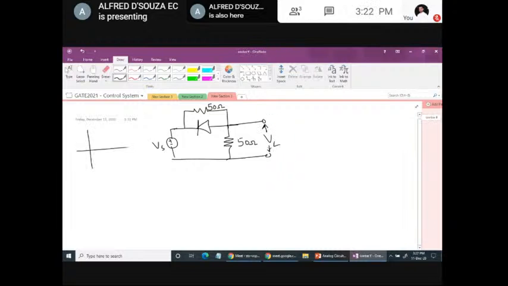And the input signal is plus 8 volts in the positive half cycle, minus 10 in the negative half cycle. This is Vs, and this is T by 2, and this is T. So that is the time period of the waveform.